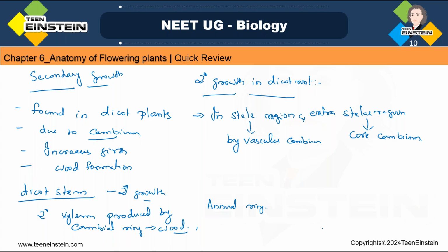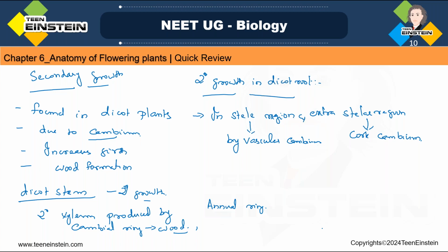Then about spring wood and autumn wood. On the basis of time of formation, you can call spring wood and autumn wood. Spring wood means early wood, and that forms the major part of the annual ring. Spring wood forms plenty of xylem vessels with wider cavities, and it will be lighter in color. At the same time, the autumn wood will be darker in color, and the cavities of xylem vessels will be narrower, and it forms a narrow strip in the annual ring. Autumn wood is also called late wood.